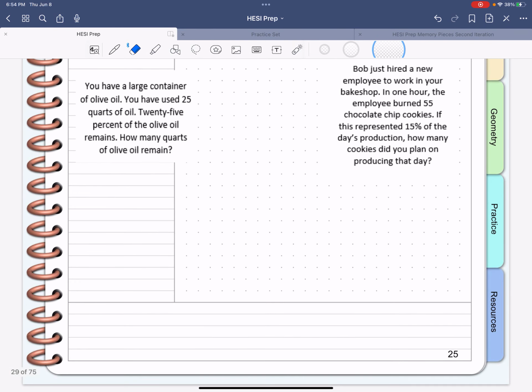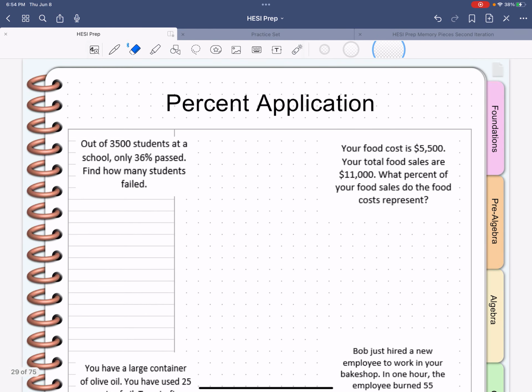This is page 25, and on this page we're going to apply those percent skills that we have learned. Out of 3,500 students at a school, only 36% passed. Goodness, that is not a good pass rate, is it? How many students failed?